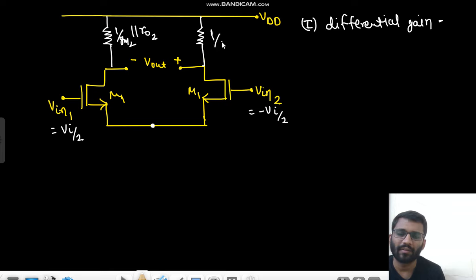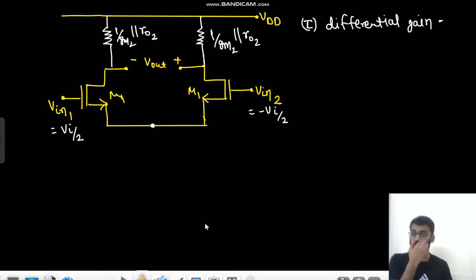It will be 1 upon GM2 parallel with R02. Okay. So now you don't know the value of voltage here. Let us assume this is VS.